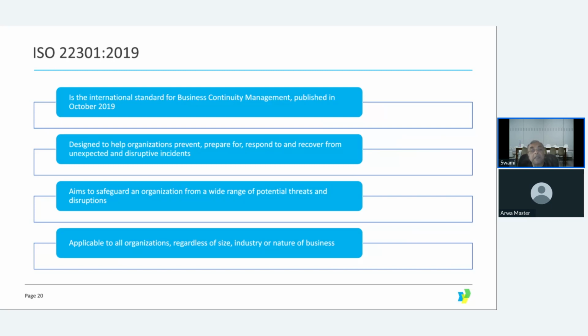These are all the advantages that you are going to have when you implement a BCMS, which will be seen in the subsequent slide. It aims to safeguard the organization from a wide range of potential threats and disruptions. Also, one important aspect is that there are no restrictions on the size of the organization, the industry, or the nature of the business. It is applicable to all organizations.